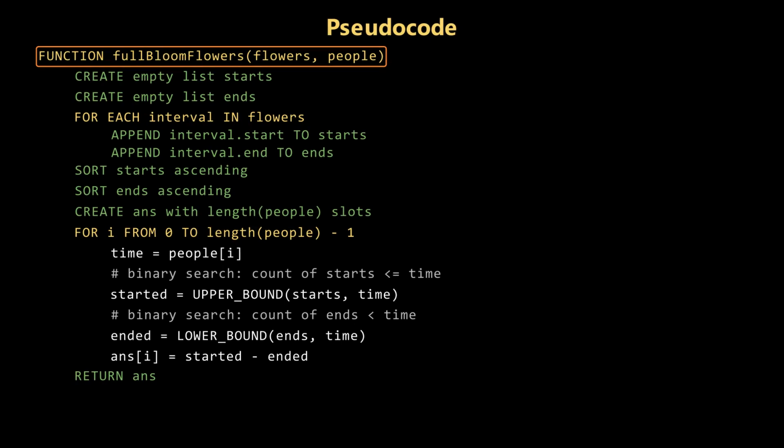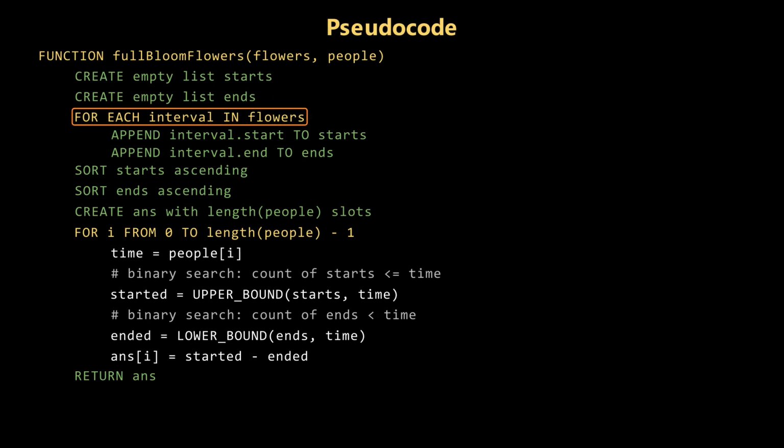Our main routine counts blooms for each person arrival. Make an empty list for start days. Make an empty list for end days. Walk every flower interval. Push its start day onto starts. Push its end day onto ends. Sort the start days in ascending order. Sort the end days in ascending order.